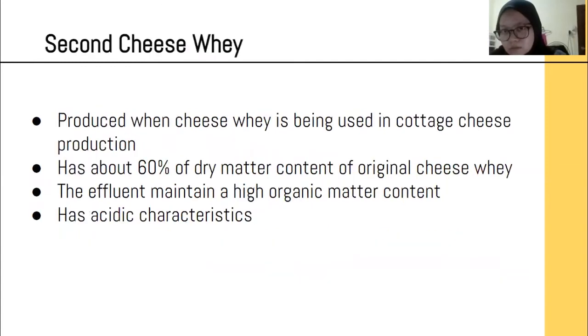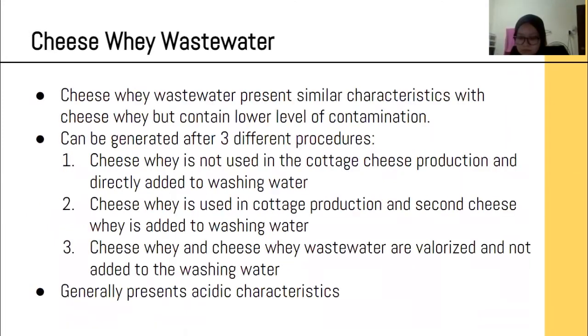So the second type of waste product produced from the manufacturing of cheese is the second cheese whey. Second cheese whey is produced when the first cheese whey is being used in the cottage cheese production. It has 60% of the dry matter content of the original cheese whey. It also has a high organic matter content and has acidic characteristics.